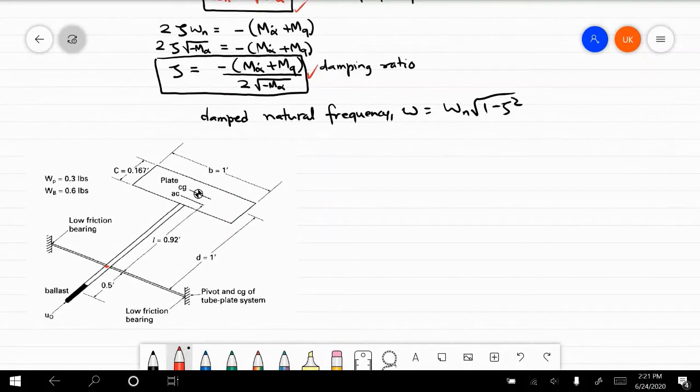You should assume that there is no force of friction. It says low friction bearing, which means you can ignore the friction.